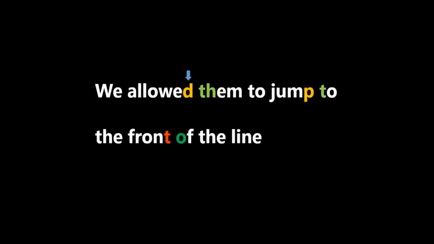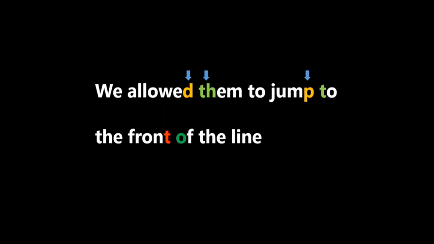Let's take a look at it in more detail in a sample sentence. We allowed them to jump to the front of the line. The plosive consonant D is right before the consonant TH, so it can be unreleased. Stop the D sound and move to the TH sound right away. Allowed them, not allowedda them.